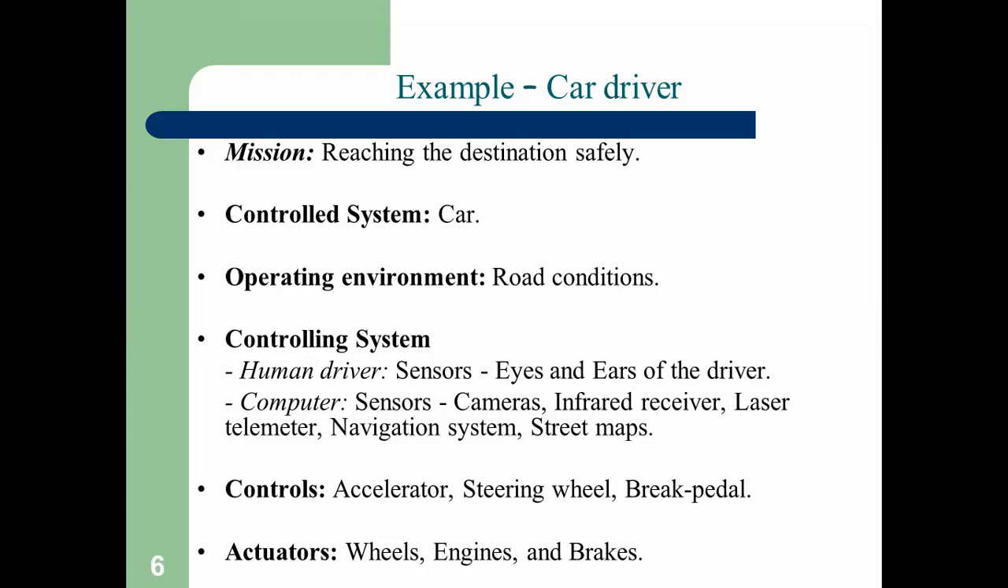So the controlling system here we can compare with the human driver. These are based on sensors. The human driver uses sensors: eyes and ears of the driver. What sensors do you have? Eyes and ears of the driver are the natural sensors. Now the computer sensors, in the context of the computer, are cameras, infrared receiver, laser telemeter, navigation system, street maps.